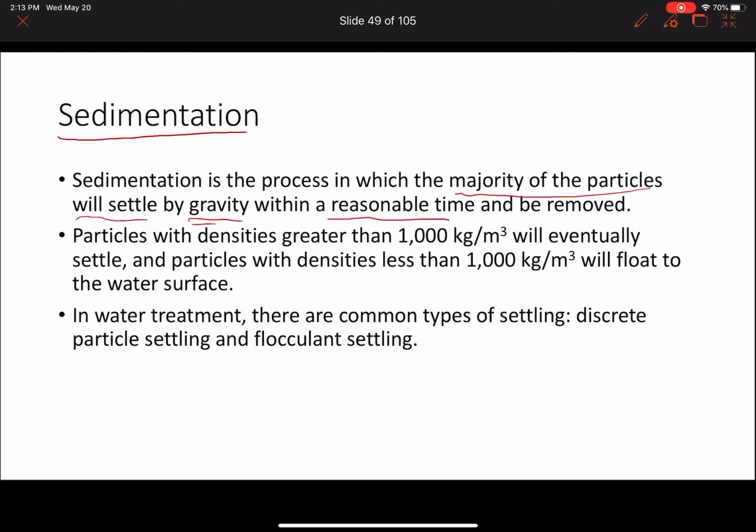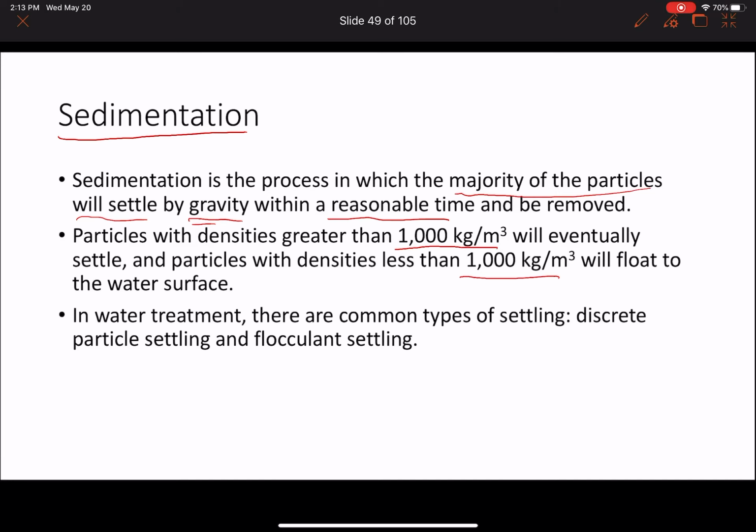Okay? These particles with density greater than 1,000 kilogram per meter cube will eventually settle because it's higher than the density of the water. And particles with density less than 1,000 kilogram per meter cube will float or will be suspended in the water surface.